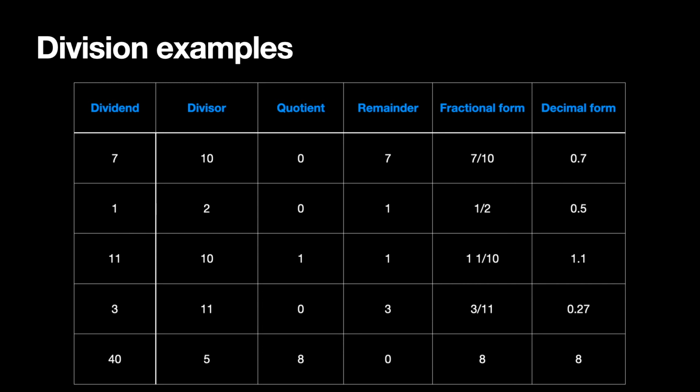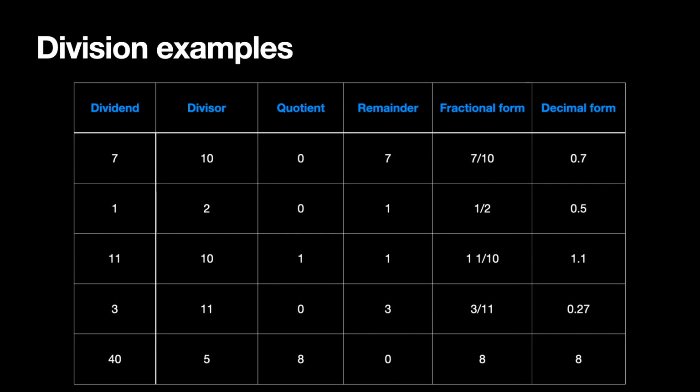Similarly, 1 by 2 gives us a quotient of 0 with a remainder of 1. The fractional form is 1 by 2 and the decimal form is 0.5. When we divide 11 by 10, we get a quotient of 1 with a remainder of 1. The same result can be expressed in fractional form as 1 and 1 by 10 and in the decimal form as 1.1.